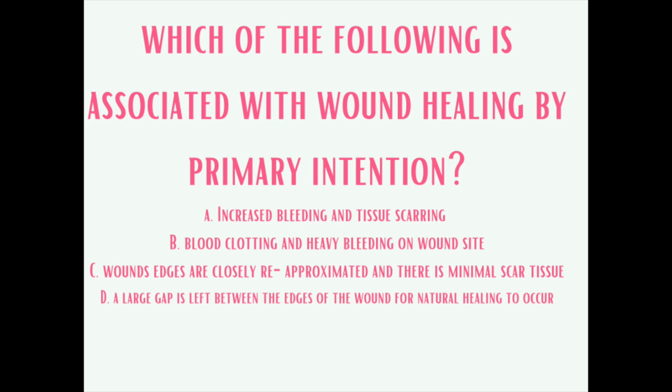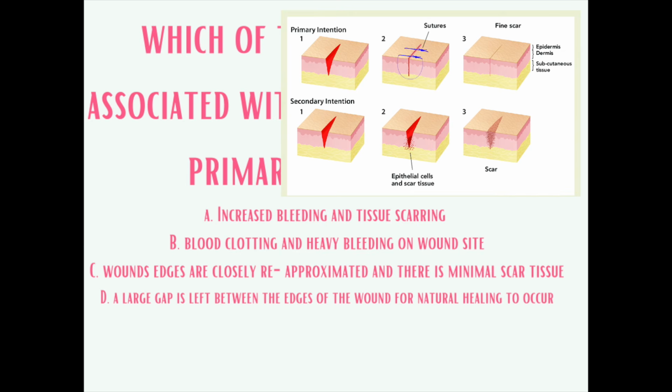The answer here is C. Wound edges are closely reapproximated and there's minimal scar tissue. That is because healing by primary intention creates very little tissue loss, therefore there is very little scar tissue. And with primary intention, remember that the wound edges are always very close. You're never going to have a large gap or something like a big ulcer inside of the wound. It's always very small, and the bleeding is actually minimal.